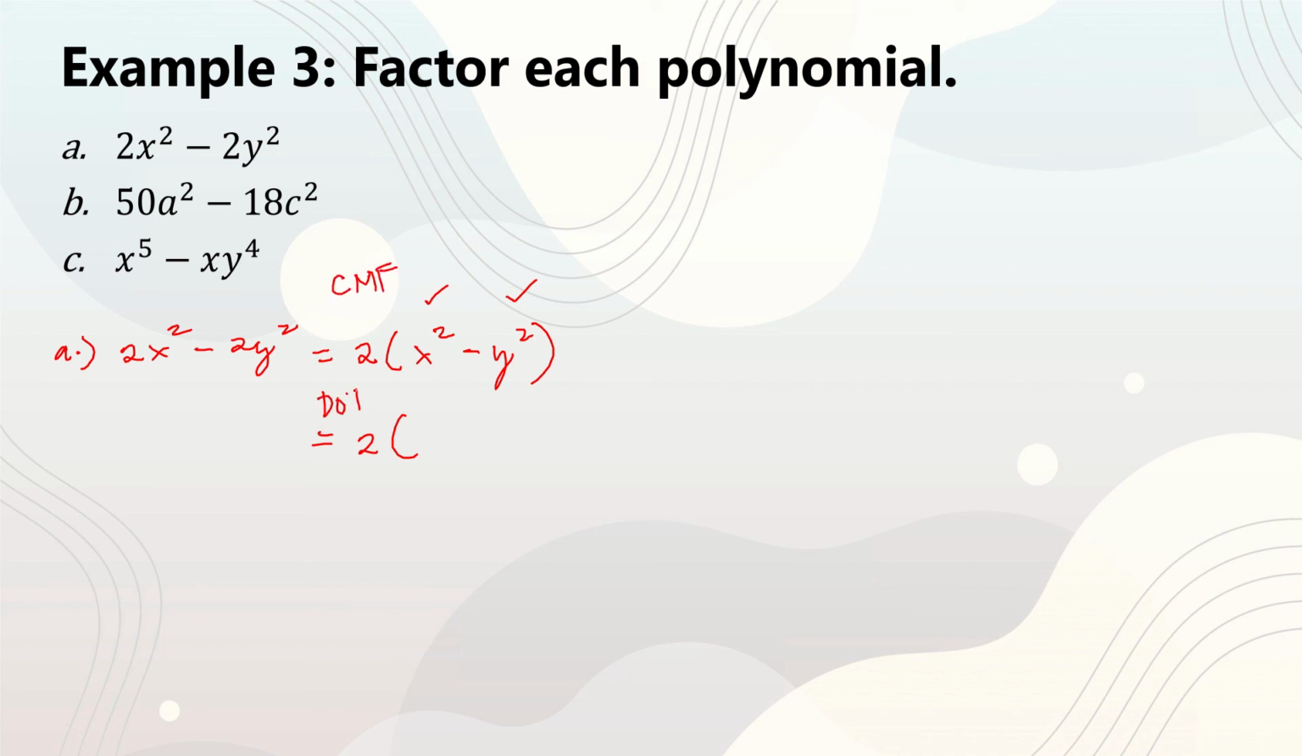Let's mag-DOTS tayo. So, paano ba si DOTS? Dalawang parentheses. Yung first term, square root ng x squared. So, x and x dito. Second term, square root ng y squared. So, y and y. Then, opposite na lang. Plus and minus. There you go. This is the answer.